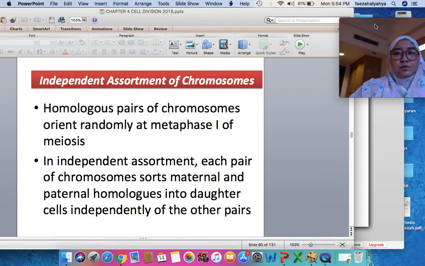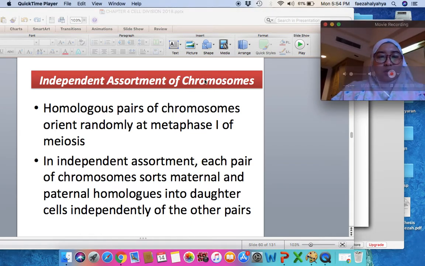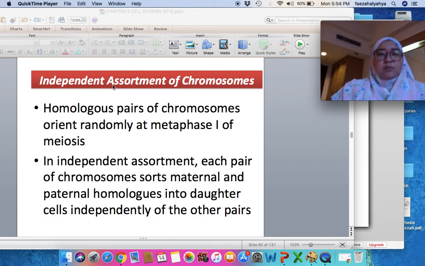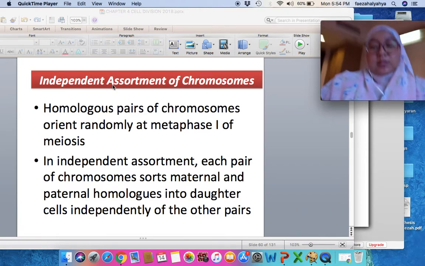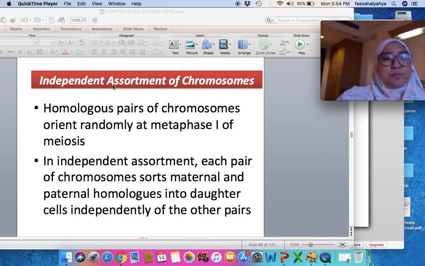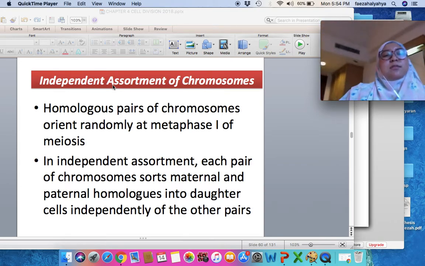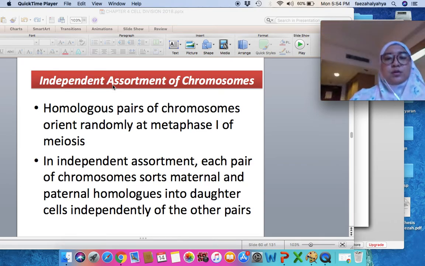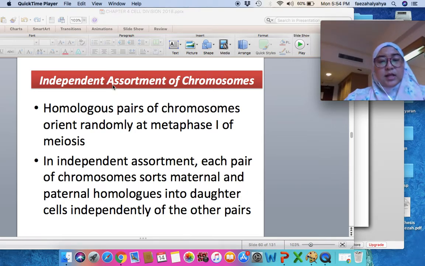Independent assortment of chromosome. Alright, supaya tak tindih dengan muka. Homologous pairs of chromosome orient randomly at metaphase 1. So kita tahu independent assortment berlaku waktu metaphase 1. In independent assortment, each pair of chromosome sorts maternal and paternal homologous into daughter cell independently of the other pair.